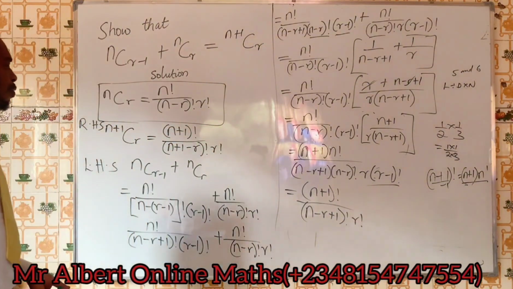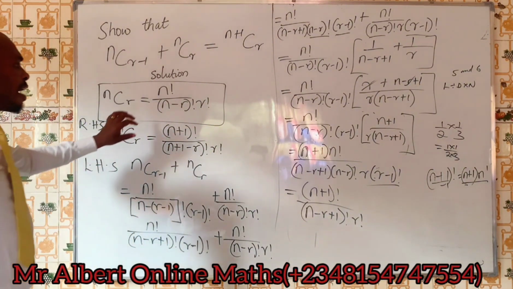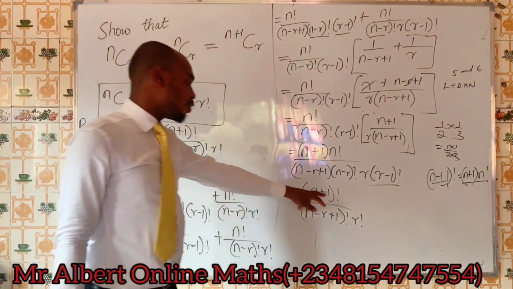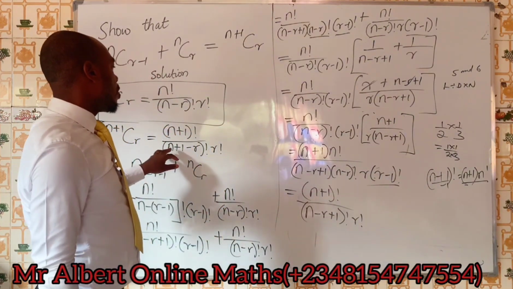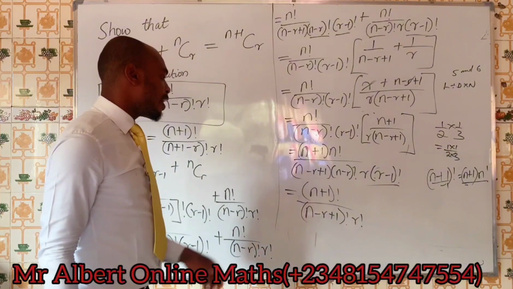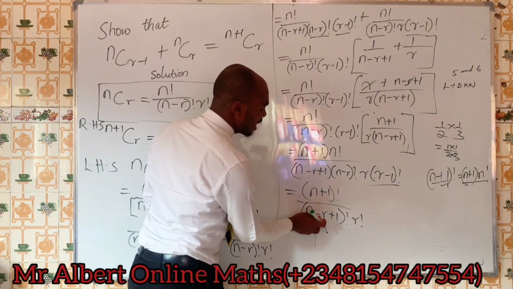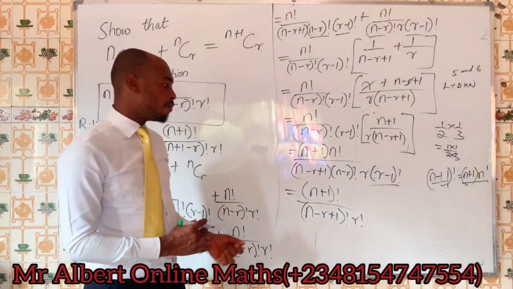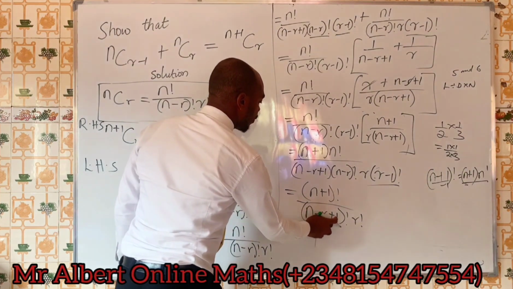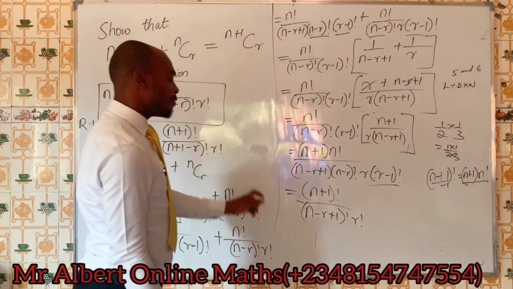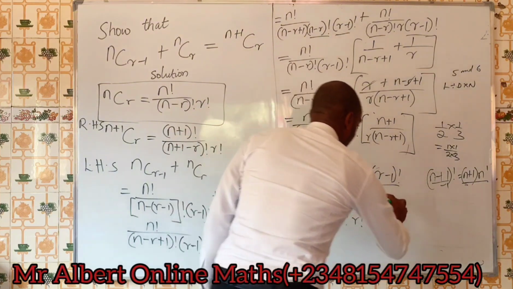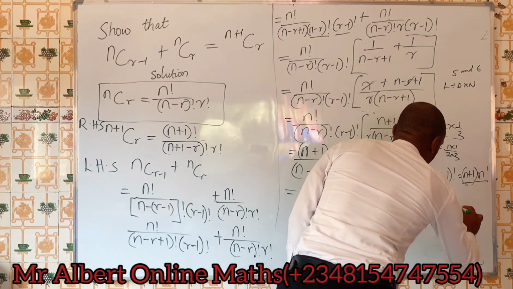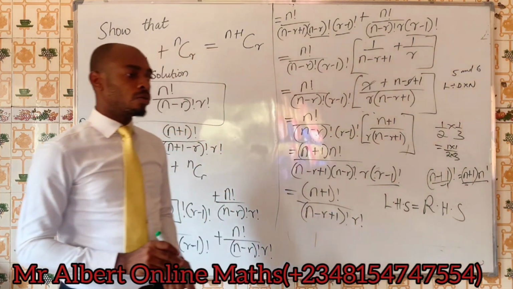Let us compare with what we have at the right hand side. Our right hand side is n plus 1 factorial all over n plus 1 minus r. We can still write it as n minus r plus 1. It doesn't change the order provided we shift it well. So what we have is n minus r plus 1 factorial and r factorial. So at that point, our left hand side and our right hand side are equal. So we have shown.